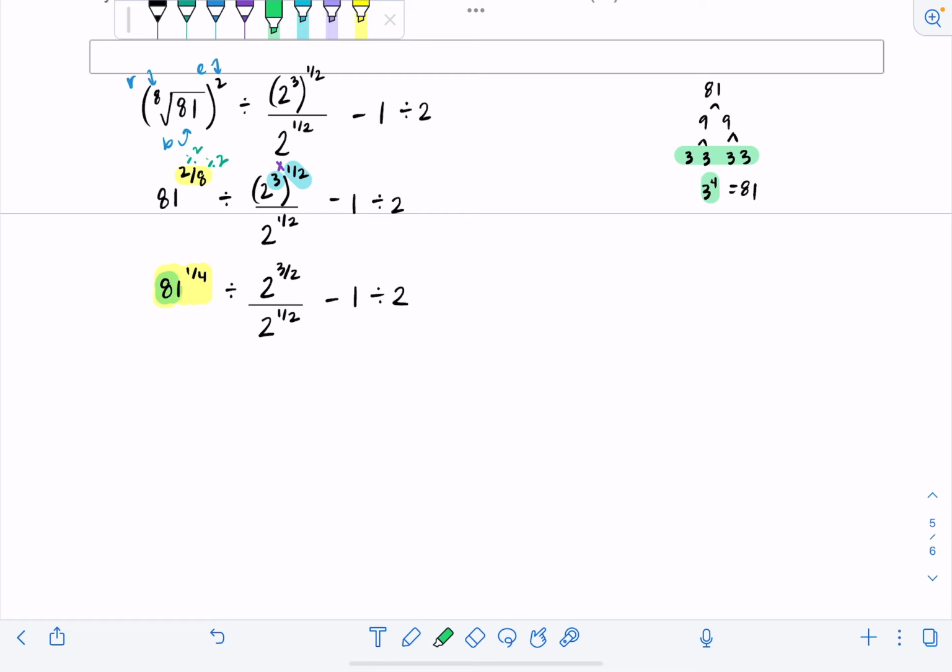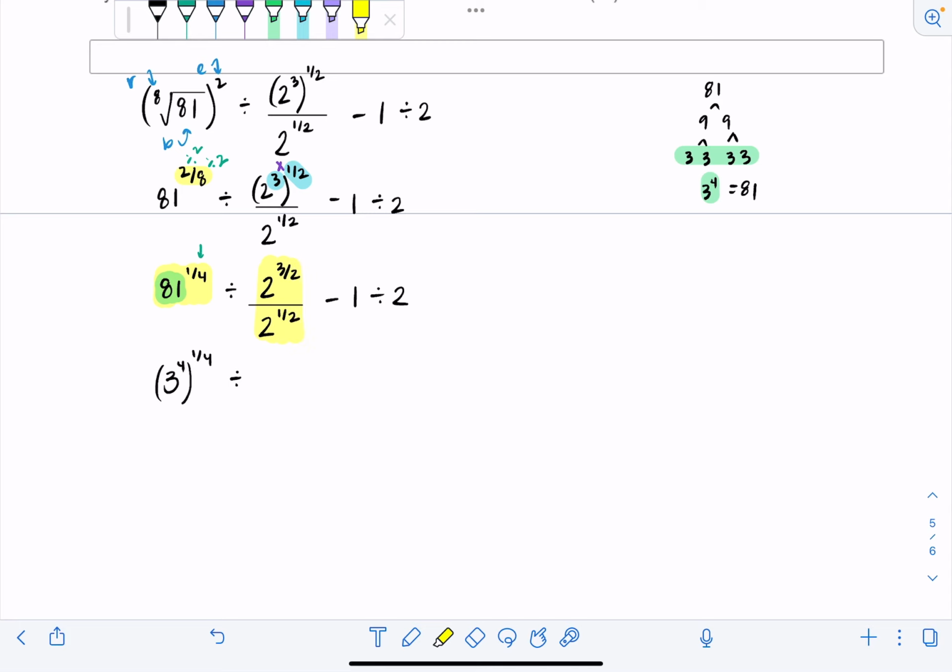So I'm going to take that 3 to the 4th power and replace the 81 with it, because I'm starting to recognize that there's a pattern between the 4th power and the 1/4 power. So I'm going to swap that 81 out for 3 to the fourth, and then that's being raised to the 1/4 power. And then I'm going to simplify this fraction as well.